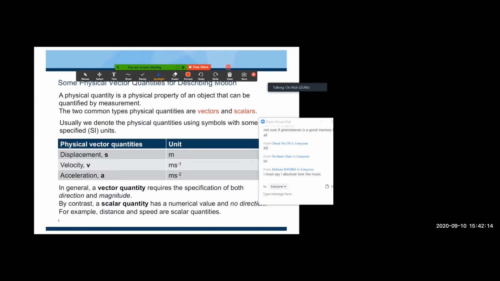And there are quantities which are vectors and scalars. As I just mentioned, vectors are the ones that require the specification of both the direction and their magnitude. By contrast, scalars have just the magnitude. Directions may not make much sense for them. For example, the distance and the speed, they are scalar quantities. If you want to fully describe the motion of objects, you need to use vector quantities, for example.